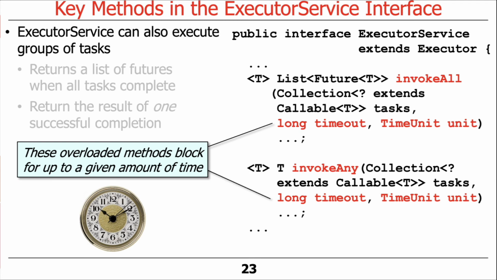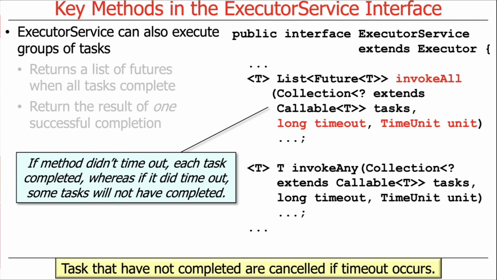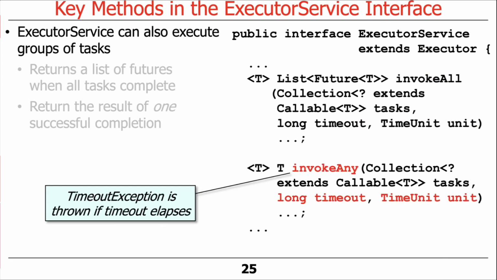There are also overloaded methods here that have the same names, but they add timeouts. So you can do timeouts for invokeAll. You can do timeouts for invokeAny. Now, the semantics here are a little confusing. If the method did not time out, then each task completed. But if it did time out, some tasks may not have completed. And so tasks that are not completed are canceled if the timeout occurs. It's just a complicated semantic.